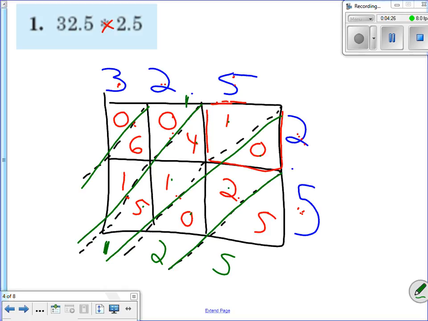So those of you that grew up loving lattice, this is why I don't do lattice anymore, because there's so many numbers involved. 1 times 6 times 1 is 8. 0 is a 0 here.